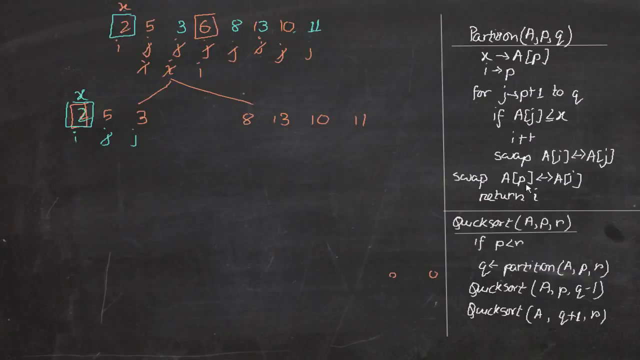So we go to this swap, AP and AI. AP is this and AI is also this. It's the same thing. P and I are in the same position, so we don't need to swap it. So now we divide it into 2 parts. Well, we just get one part here, 5 and 3, because 2 is already in place.